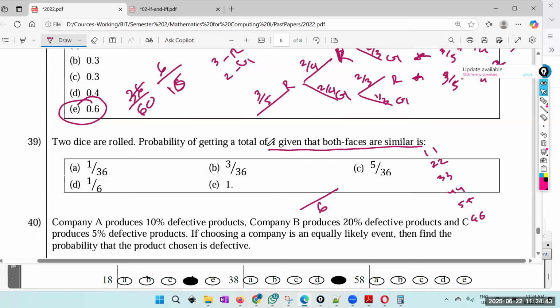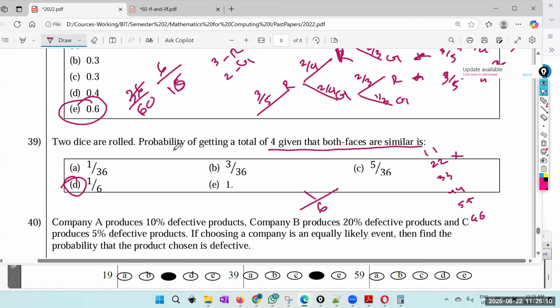And getting a total of 4. Where do we get 4? This one we get 4. There's no other way you can get 4, right? Because the total must be 4. Only one. These are the possible conditional probability values. So out of those, only one possibility satisfies this. 1 out of 6. D. So that is conditional probability.